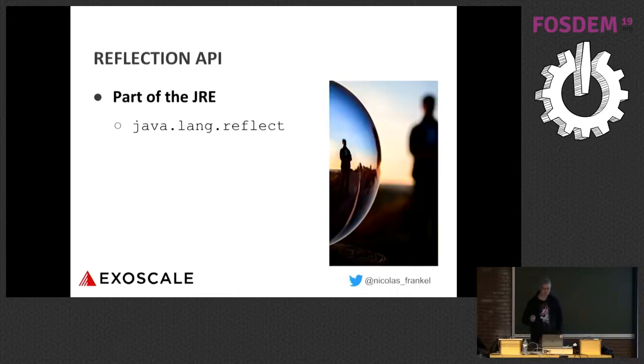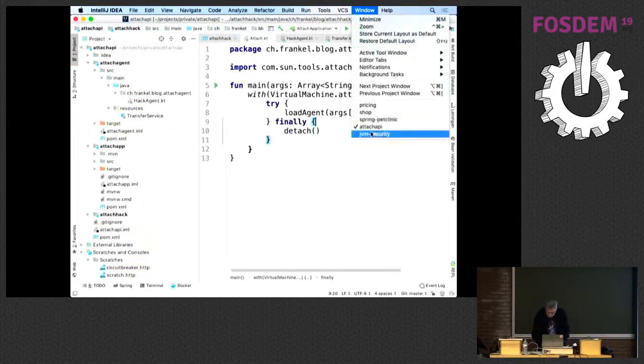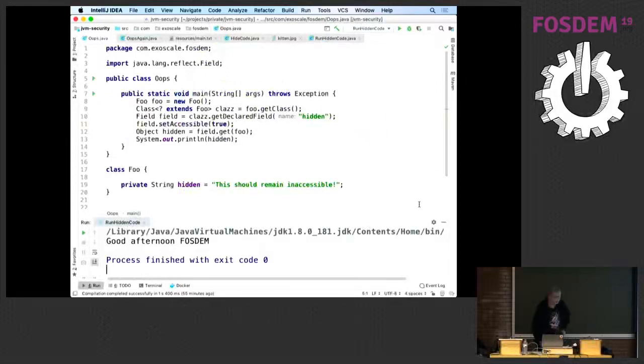Since I assume everybody here is a Java developer, you probably know about the Reflection API. So let me show you some code because I like to do code. Here I've created a super simple class, and my class Foo has a private attribute, and of course you cannot access it in Java, right? Right? No, nobody can access a private field in Java, unless you can.